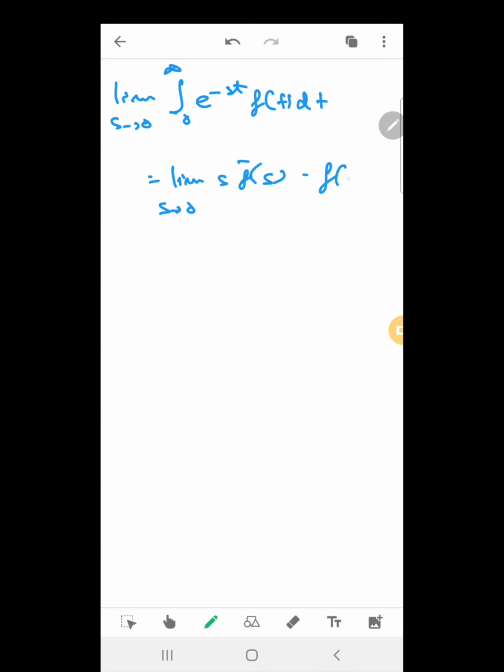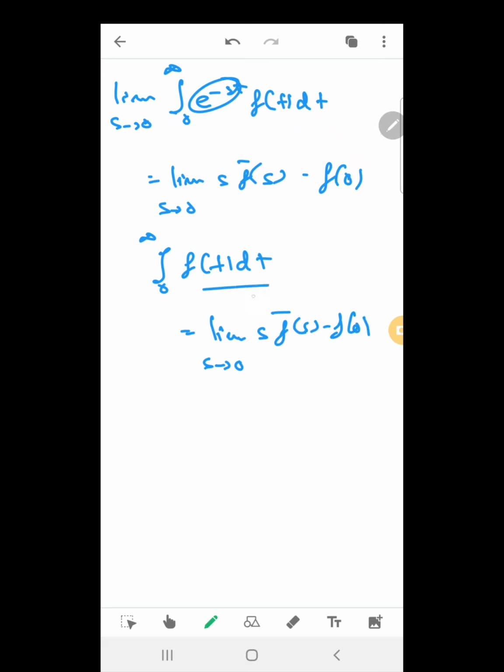Clear? So here what we will do is we will set limit s tends to 0 of the integral from 0 to infinity of e to the power minus st f'(t) dt, which is equal to limit s tends to 0 of s f bar s minus f(0). Putting limit s tends to 0, this portion becomes 1, so you are left with the integral from 0 to infinity of f'(t) dt is equal to limit s tends to 0 of s f bar s minus f(0). Okay, so what is this?